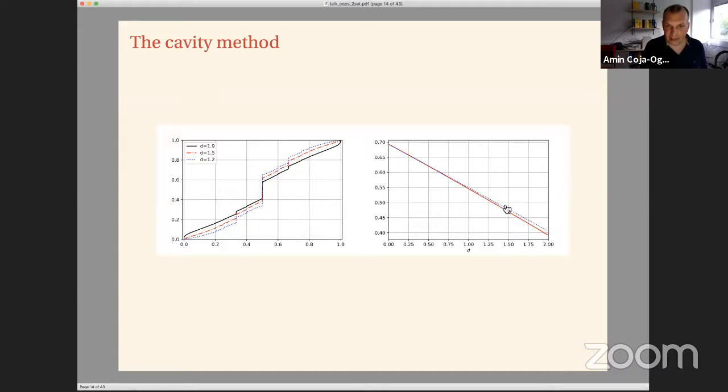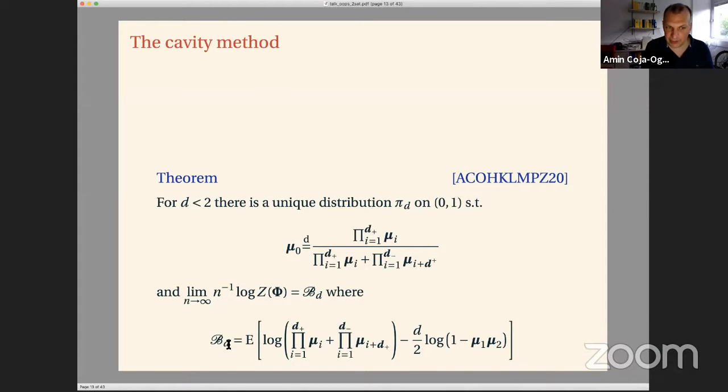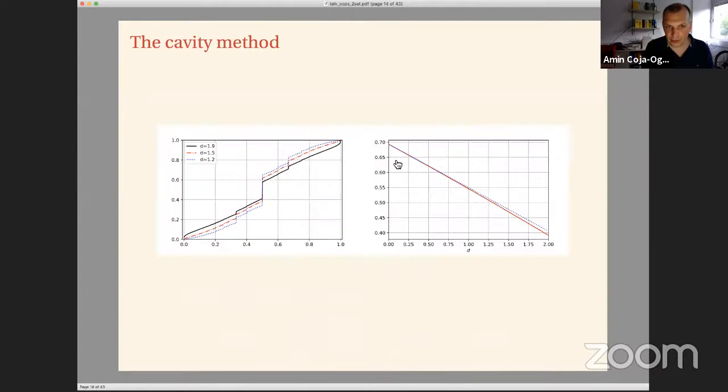On the right-hand side here, you see on the x-axis d, which ranges between 0 and 2. Remember that the satisfiability threshold occurs at d equals 2. So there are no satisfying assignments left once d is greater than 2. The red line that you see here is this function B of d from the previous slide. So the red line is precisely the Bethe free entropy applied to our wondrous unique fixed point distribution.